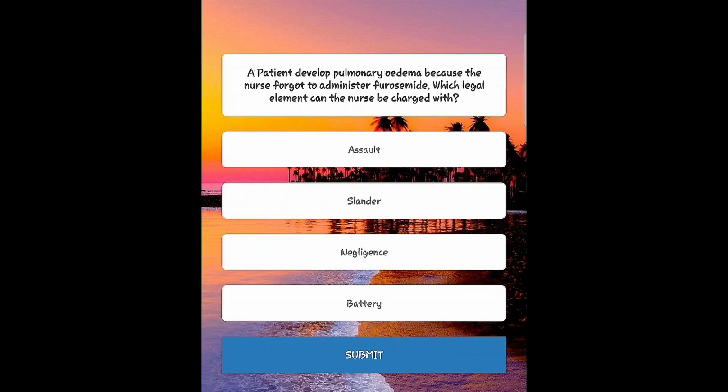A patient developed pulmonary edema because the nurse forgot to administer furosemide. Which legal element can the nurse be charged with? A, assault, B, slander, C, negligence, D, battery. So assault is like you beating someone, slander is like verbal abuse, negligence is you ignoring to do your work, battery is the same thing as assault, so negligence is the answer.